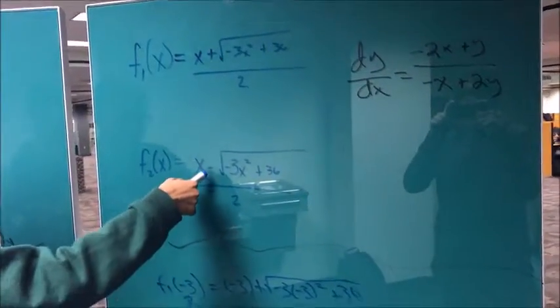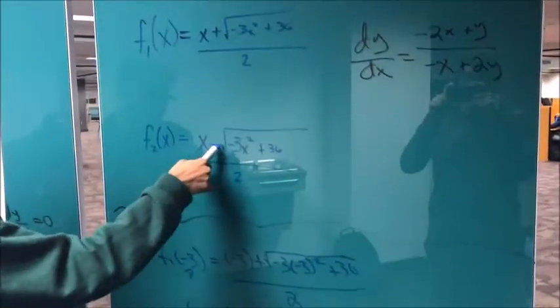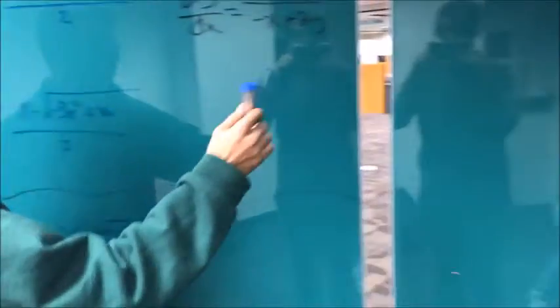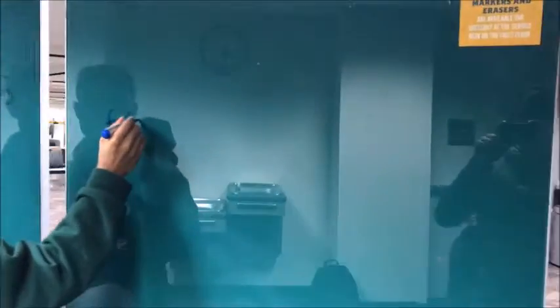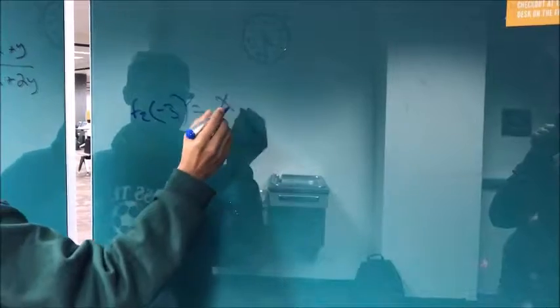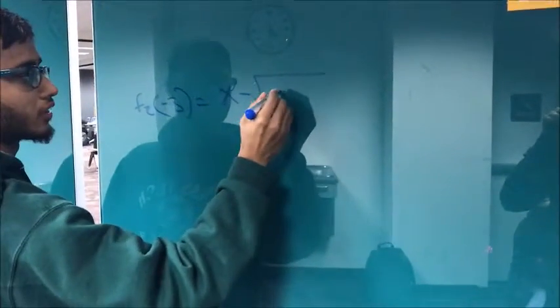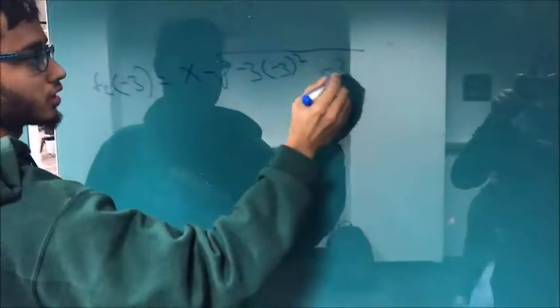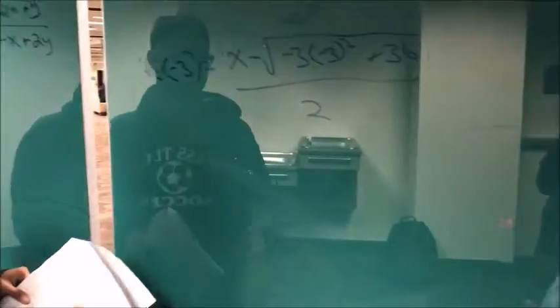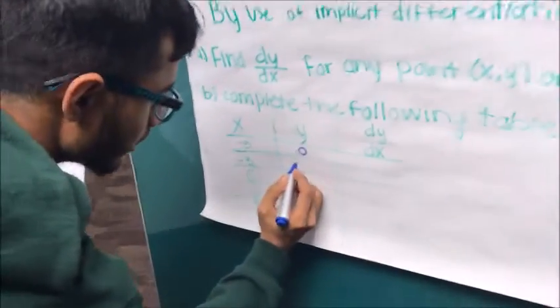So okay, now let's do it for the second function, where we just have a subtraction sign. So I'll do it here. It says f2 of negative 3 equals x minus the square root of negative 3 squared plus 36, all over 2. You could do this in a calculator. We used a calculator to do this, and we got the answer as negative 3 for this part. So let's come back to the table, and it's going to be negative 3.